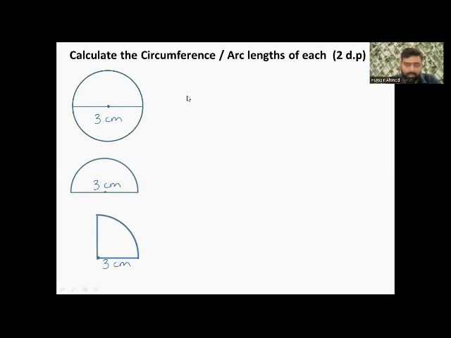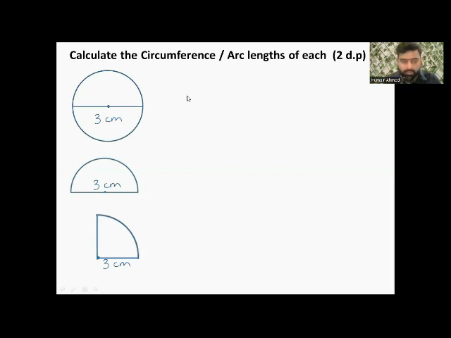Now you can see why we have used two different words. If you look at the first question, it is a complete circle. So we will calculate the circumference of this shape. And in the second shape, you can see this is not a complete circle. So we will call it an arc. And in the third example, again, the circle is not complete. So we will call this curved shape an arc.